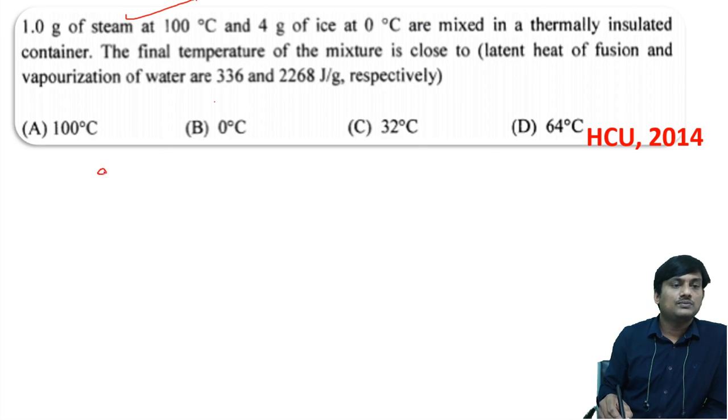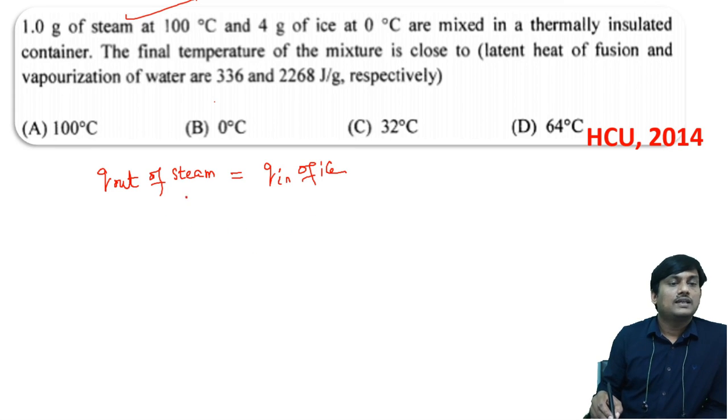So the Q released by steam, Q out of steam, is equal to Q in of ice. So the heat released by the steam is equal to the heat absorbed by the ice. So what is the amount of heat released by this steam?